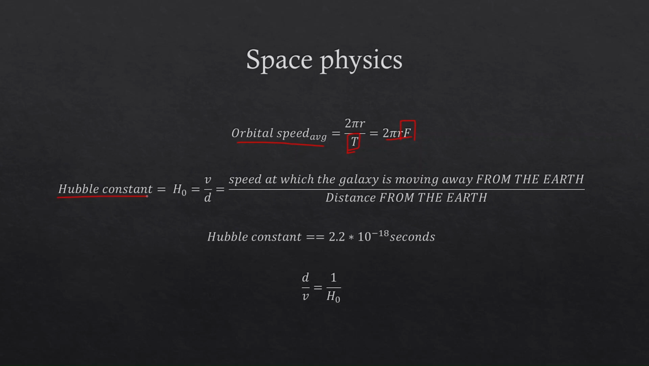Then you have the Hubble constant H sub 0, which is the ratio between the speed at which the galaxy is moving away from the Earth and the distance from the Earth, and it has a value of 2.2 times 10 to the power minus 18 per second. And this equation over here, if you reciprocate it, then you get this equation over here, which can have its own uses. And well, that's it.